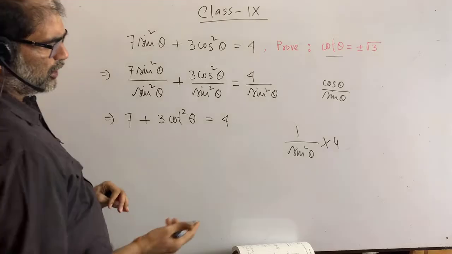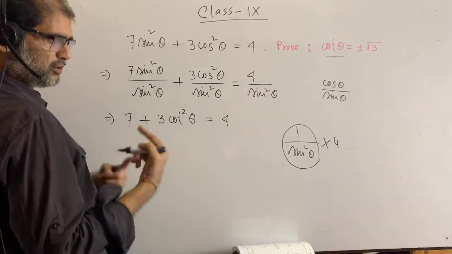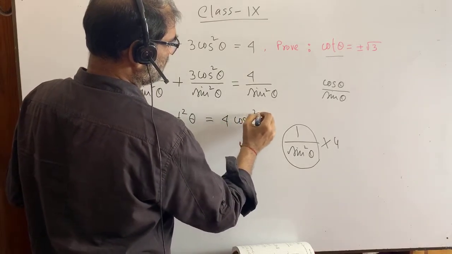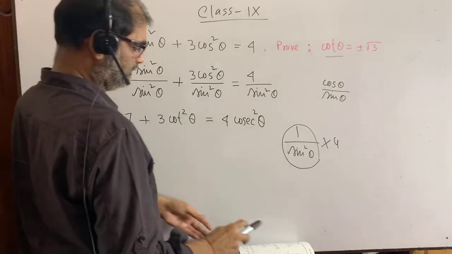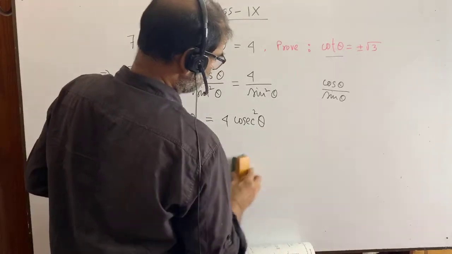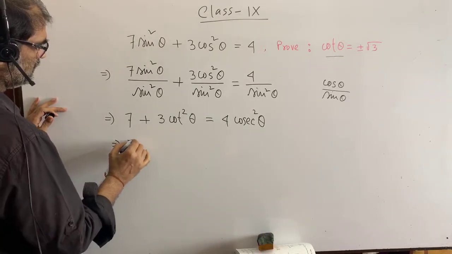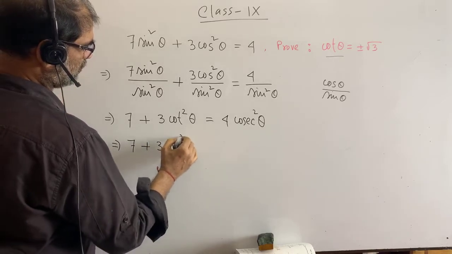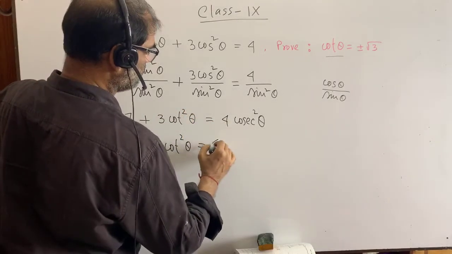So we know 1 by sine theta is equal to cosec theta. So 1 by sine square theta will be cosec square theta. And this 4 has been kept as it is. I think you have got it. Now write down 7 plus 3 cot square theta is equal to 4 cosec square theta.